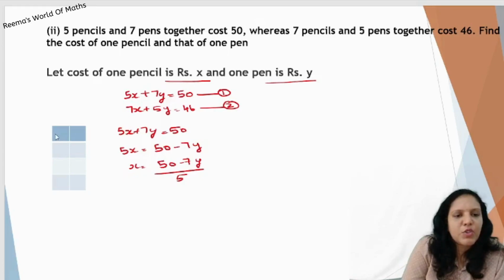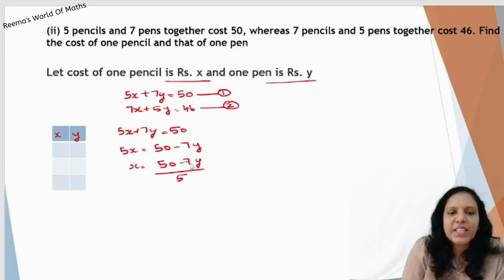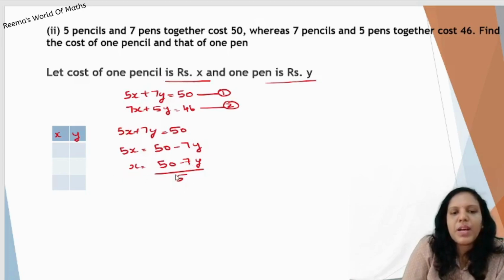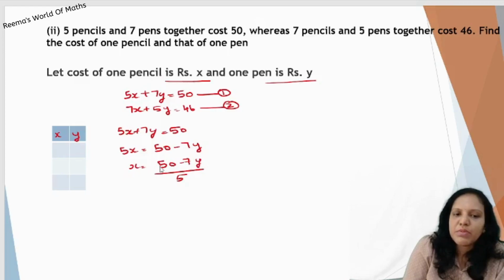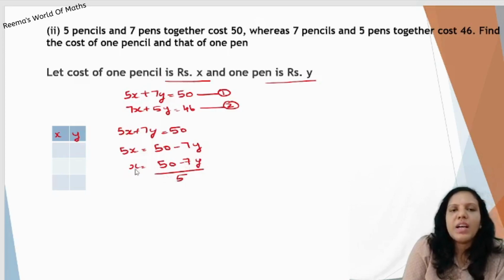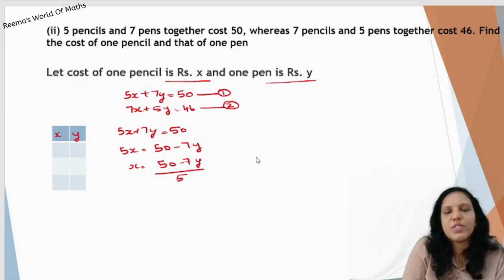Now let's replace the values of y to find the value of x. What we need to take care of is that the value should be divisible by 5. So we need to replace y with a value such that when we subtract 7y from 50, the result is divisible by 5. We can replace y with 1, 2, 3 or any numbers, but the answer will fall on a decimal or fraction, which will be difficult for us to plot on a graph.